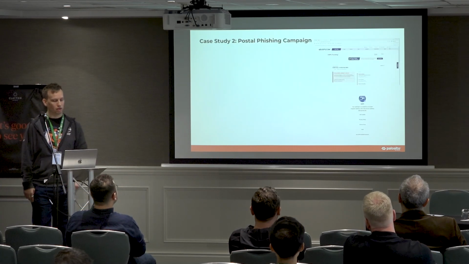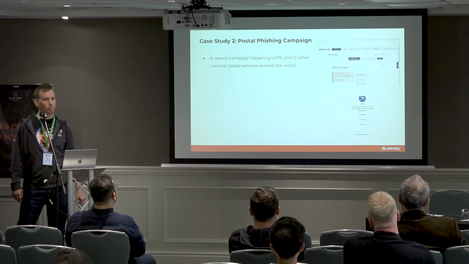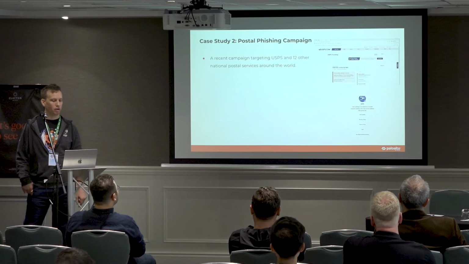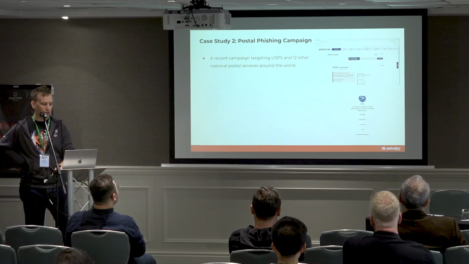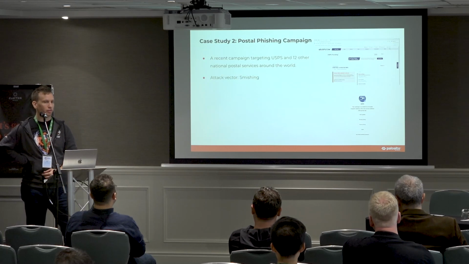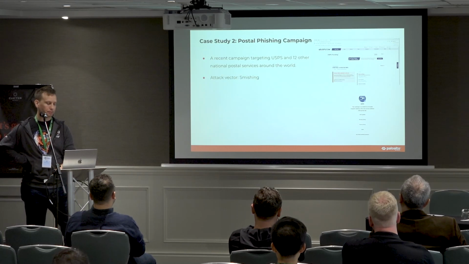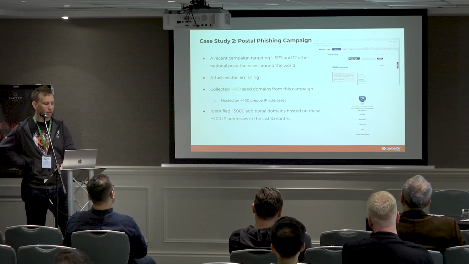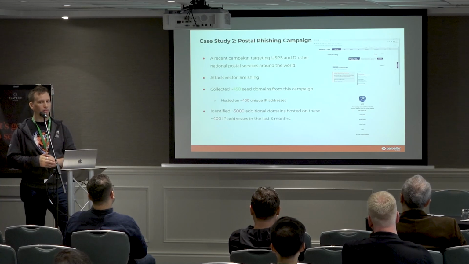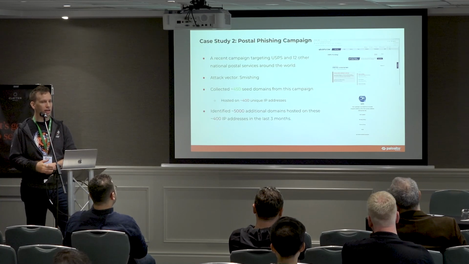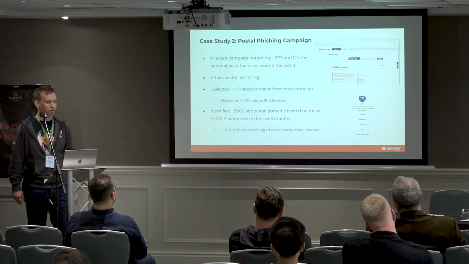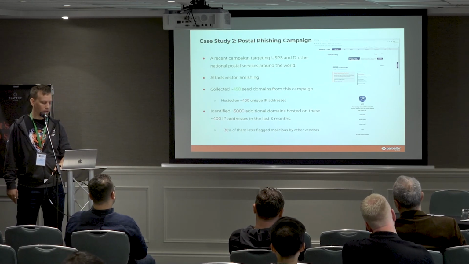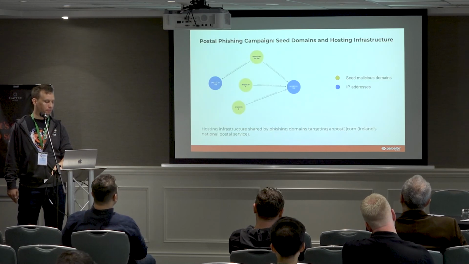In our other case study, I will talk about a phishing campaign targeting USPS and 12 other national postal services. Their attack vector, which we start with, is smishing. Here we started with 450 seed domains that were using about 400 unique IP addresses. Our detector found 5,000 high confidence malicious domains in 3 months, and 30% of them were later flagged malicious by others.